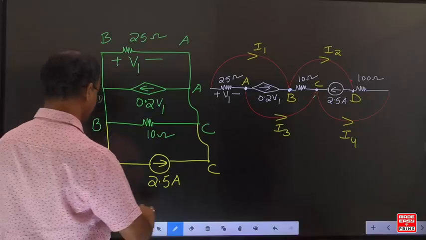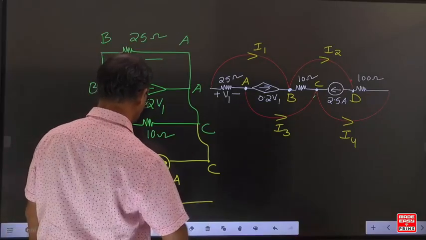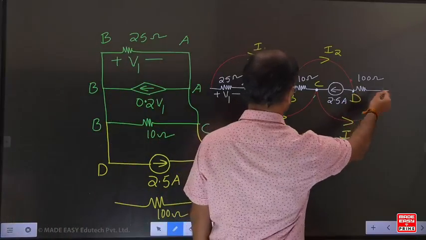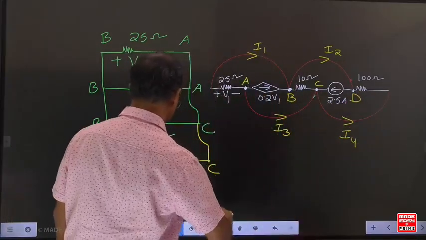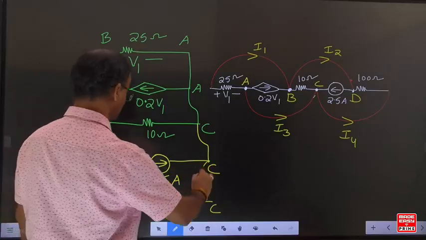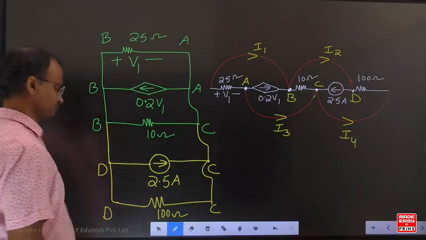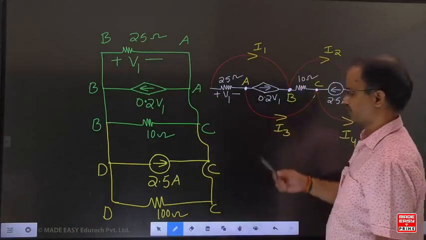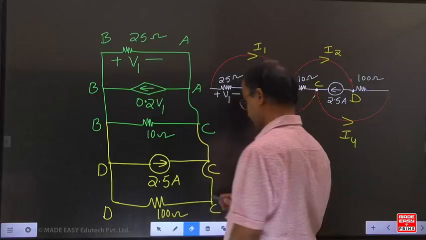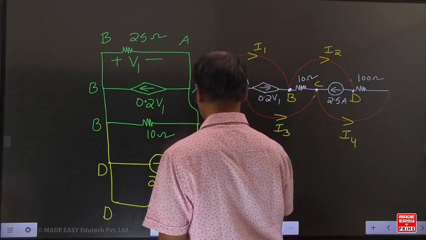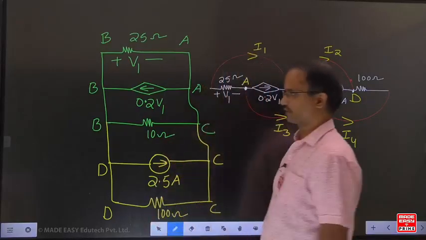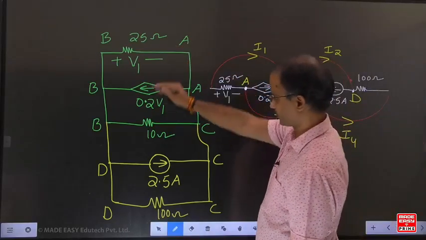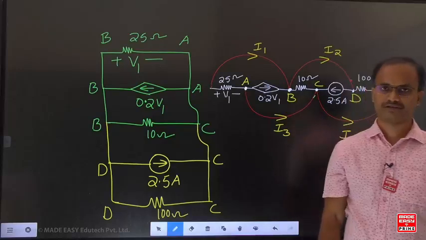Now come to the last one, which is 100 ohms. For this 100 ohms, one point is connected to D and the other one is connected to C. To understand it in an easy way, can you read the given figure like this? We can give the statement that all the elements are connected together in parallel.